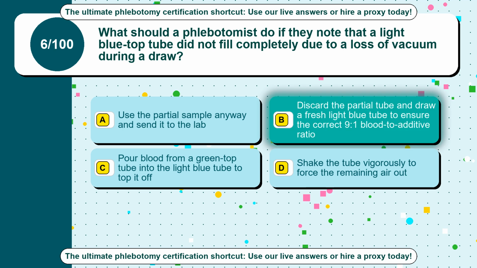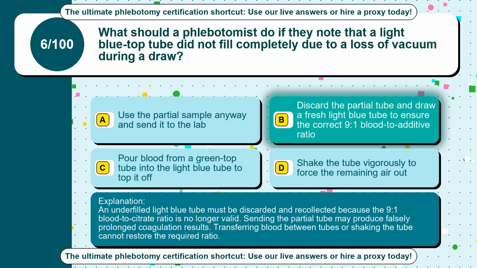The correct answer is option B. Discard the partial tube and draw a fresh light blue tube to ensure the correct 9:1 blood to additive ratio. An underfilled light blue tube must be discarded and recollected because the 9:1 blood to citrate ratio is no longer valid. Sending the partial tube may produce falsely prolonged coagulation results. Transferring blood between tubes or shaking the tube cannot restore the required ratio.